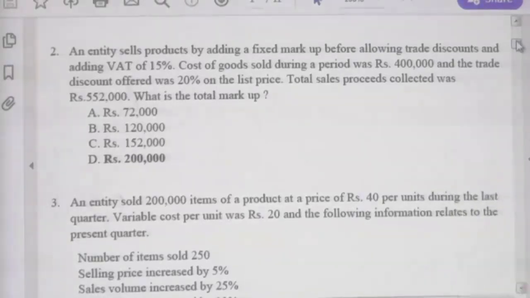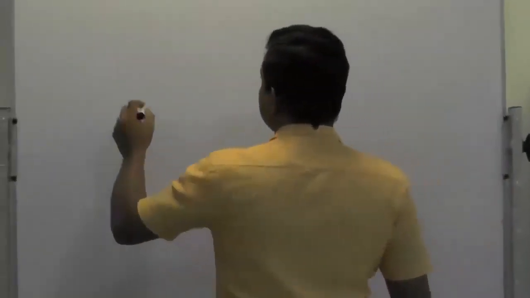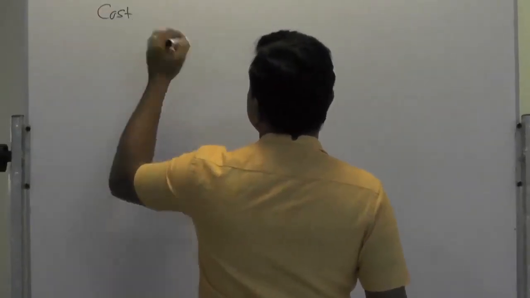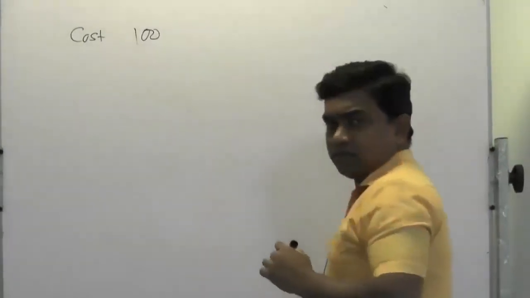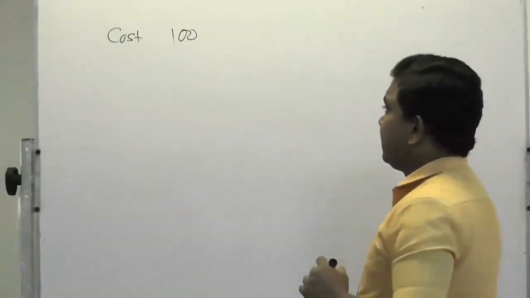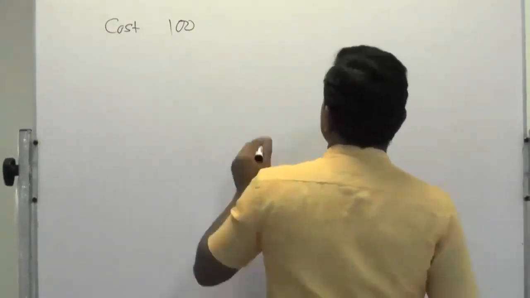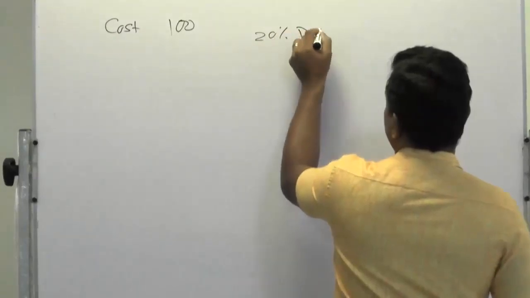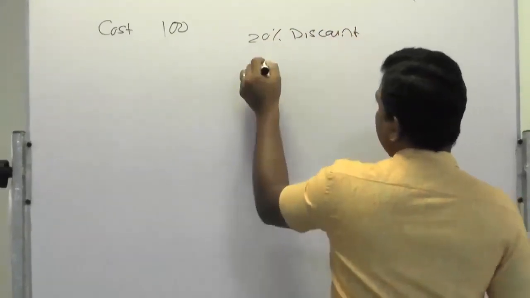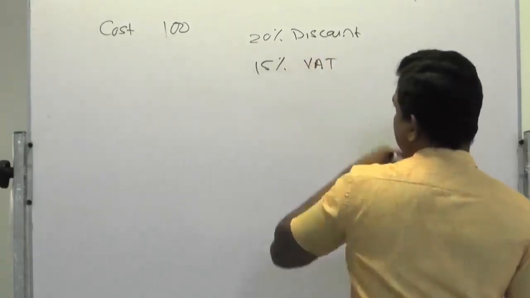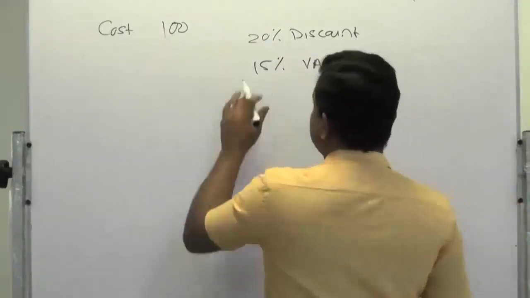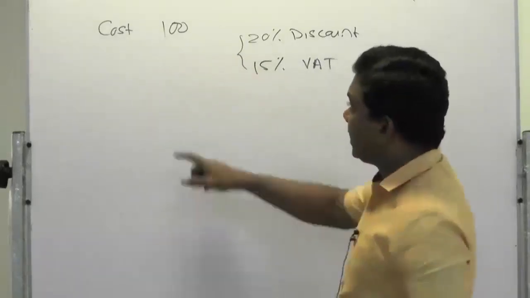Let's calculate now. I think you have the question paper with you, right? I will take the whiteboard for the explanation of the question. Now, according to the information, assume the cost of a product is 100, right. Then they want to give 20% discount and they want to add 15% VAT, right. Let's apply this information to the assumed cost.